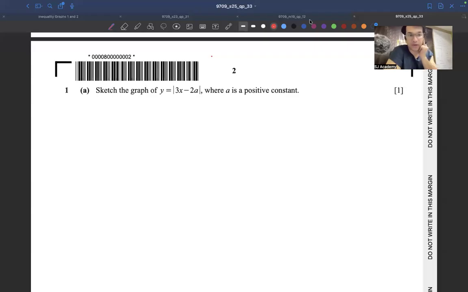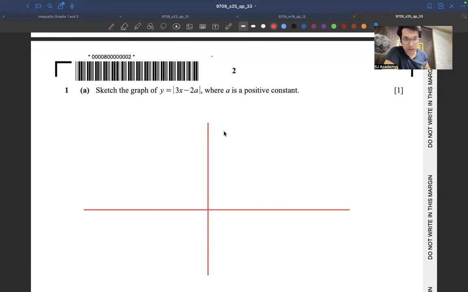Now, in question number 1, we have to sketch the graph of y equals modulus of 3x minus 2a. To sketch this graph, in this case, a is a positive constant. When we are asked to sketch the graph, what we have to show is basically the x and the y intercepts and the direction in which the line would be going.